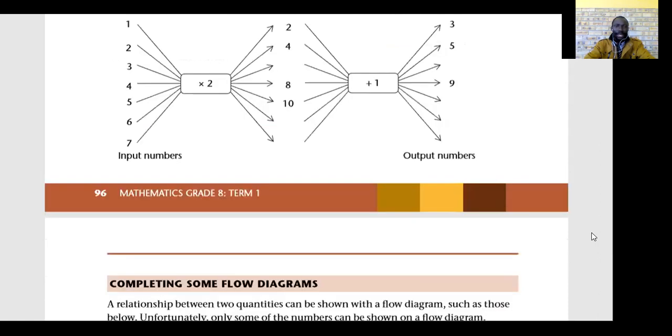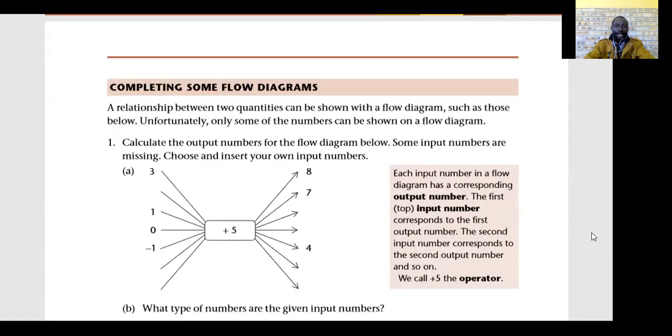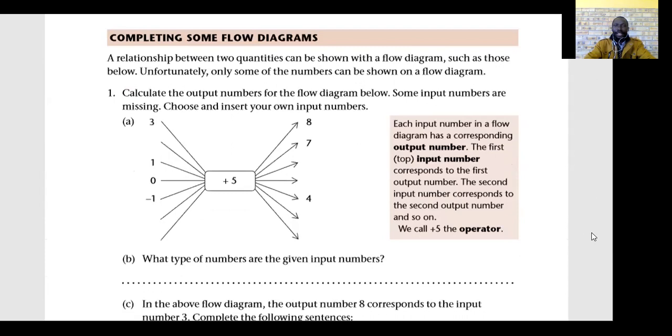Now, there is this thing which we call the flow diagrams. A relationship between two quantities can be shown with a flow diagram, such as those below. So this one here is called a flow diagram. Unfortunately, only some of the numbers can be shown on the flow diagram. Not everything can be shown. This type of diagram is called a flow diagram.